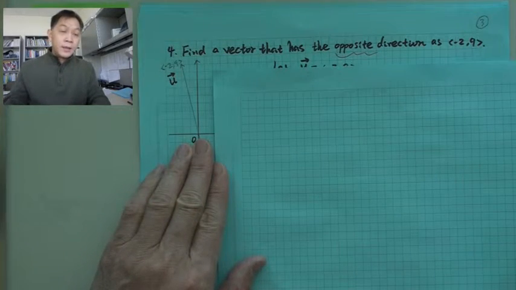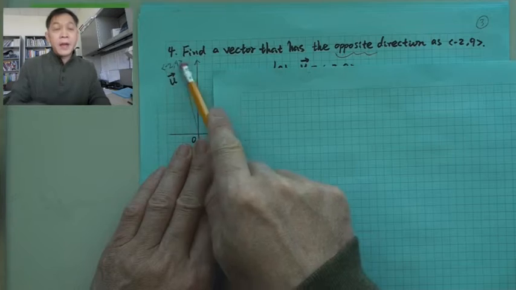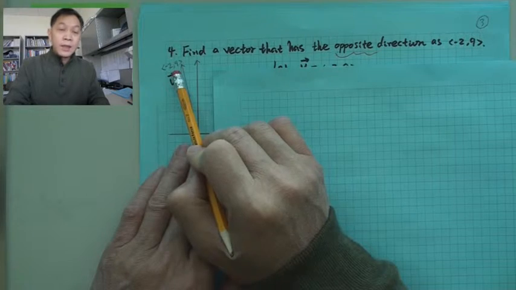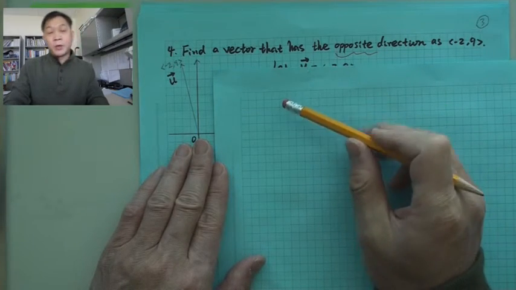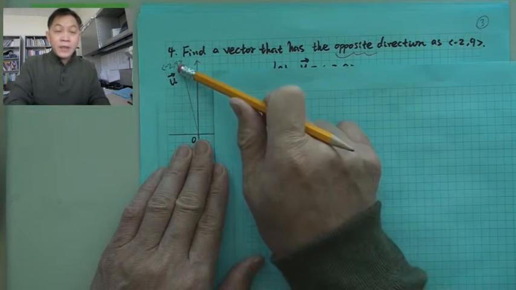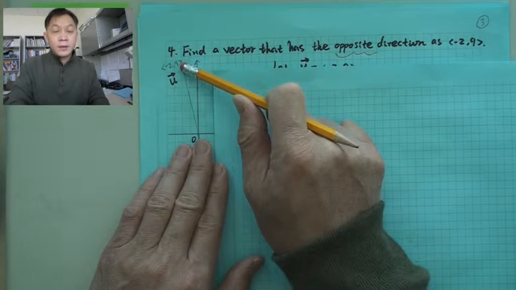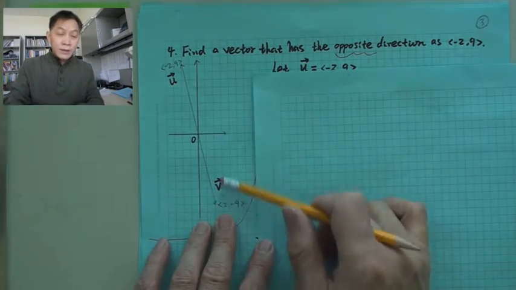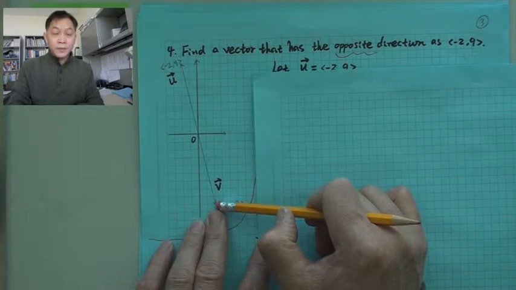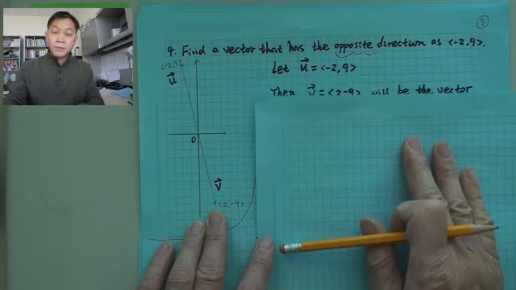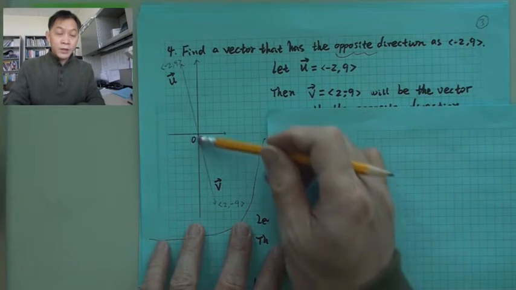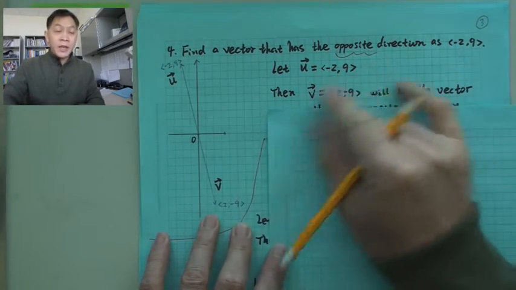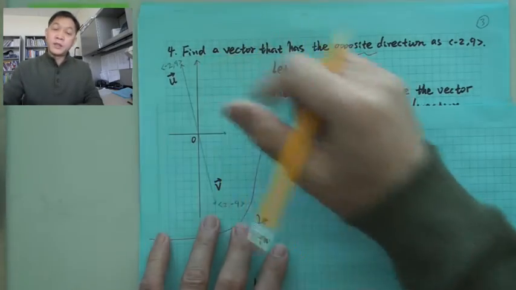Now, if we put a negative sign in front of both numbers, negative 2 becomes positive 2, and we put a negative sign in front of 9, so we have positive 2, negative 9. When you sketch this vector, you see it is totally different, opposite to this one. Those two have the same length, but the direction is different.